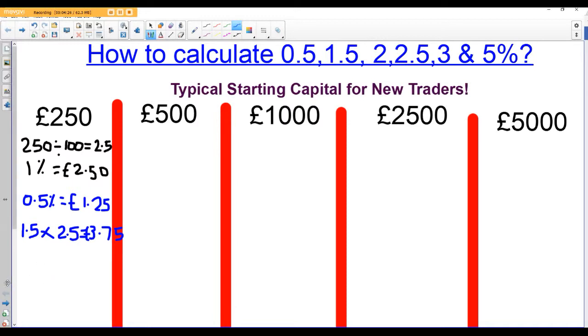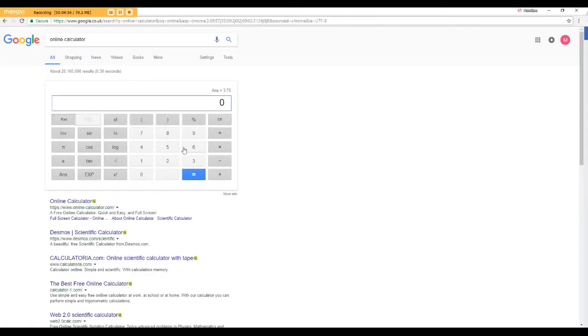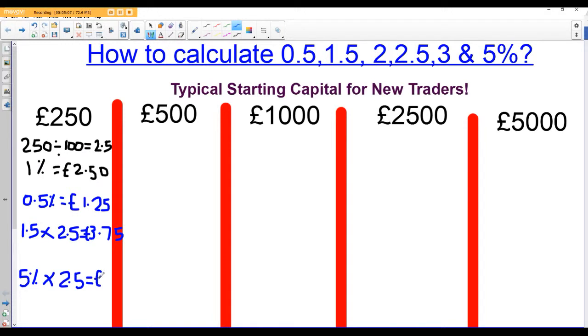What if we were risking say 5% of this account? 5% of this account would be 5 times the 1%, so we're going to multiply that by the £2.50. Remember, 1% is £2.50, so we want 5 lots of it. So 5 times 2.50 gives us £12.50. So you're risking £12.50, okay, guys.